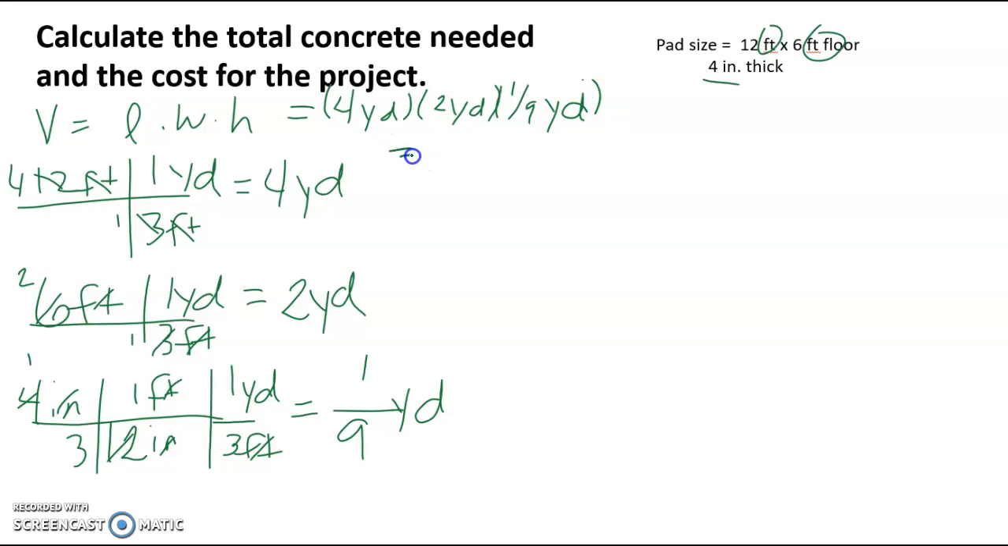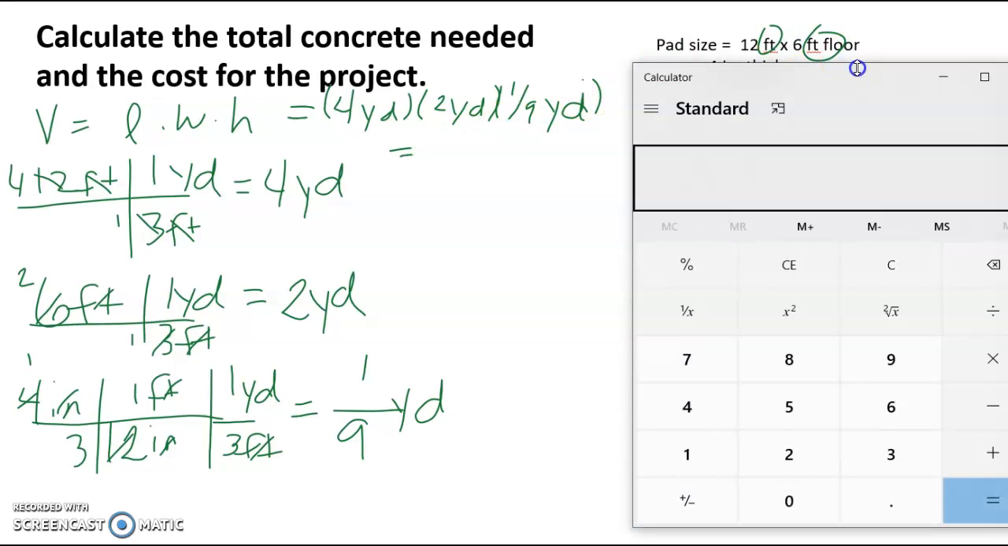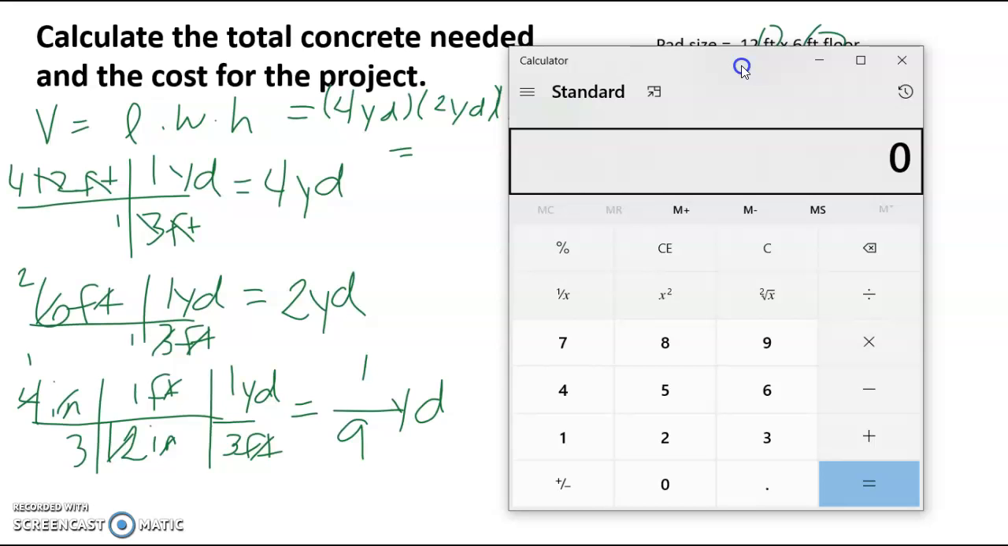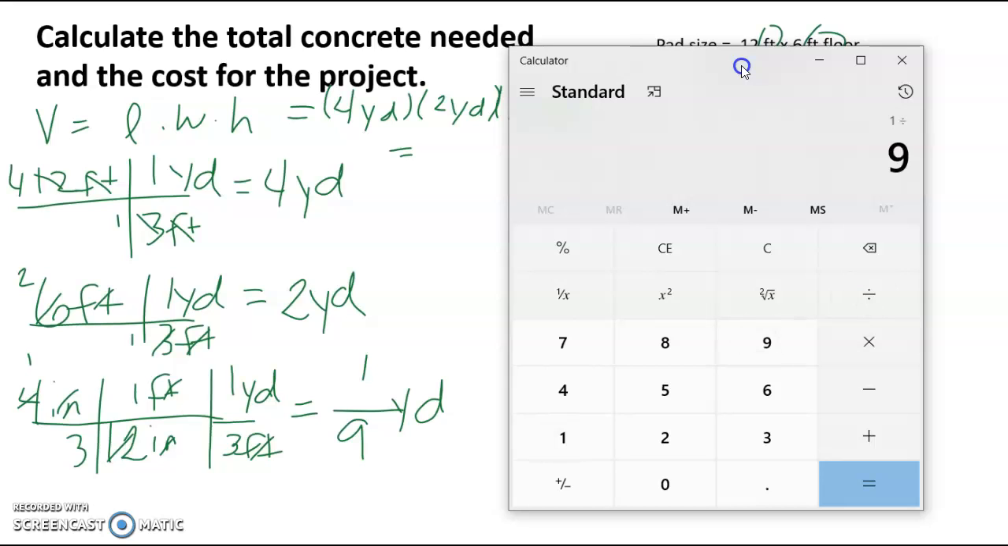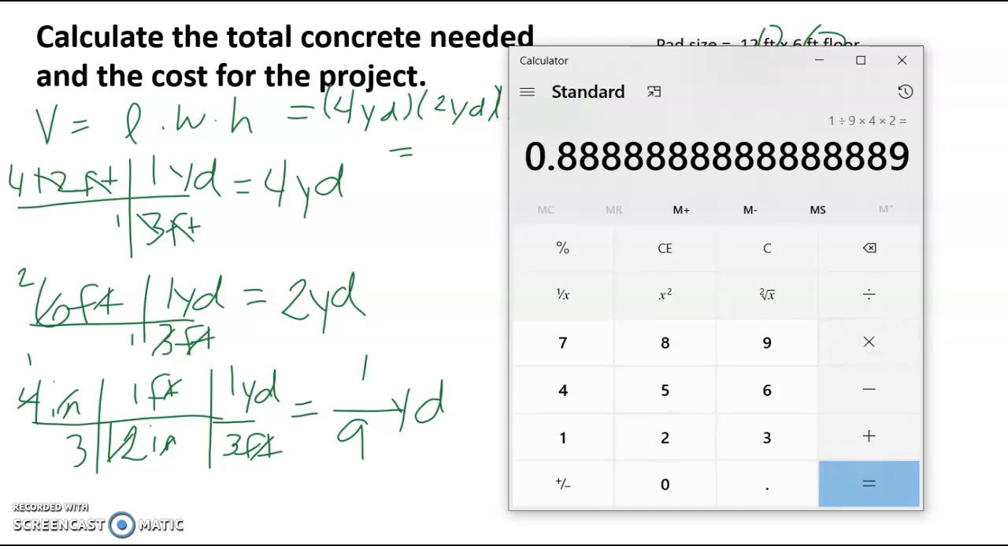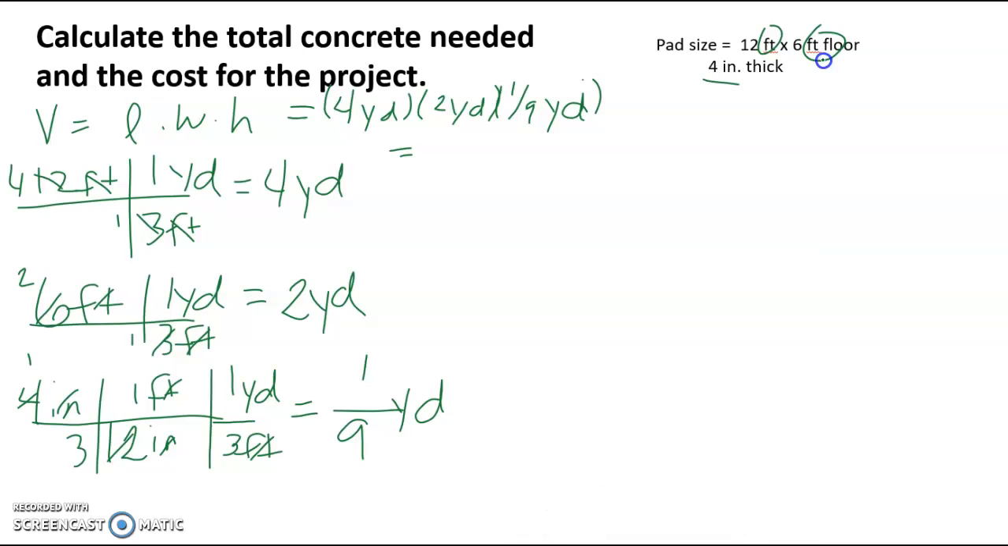Okay, so let's pull up the calculator. I'm going to do 1/9 times 4 times 2. That gets me 0.8889, so 0.89 repeating cubic yards. So how many yards do I order? Well, it's almost 1 yard.